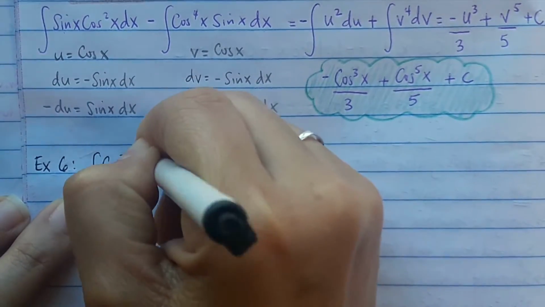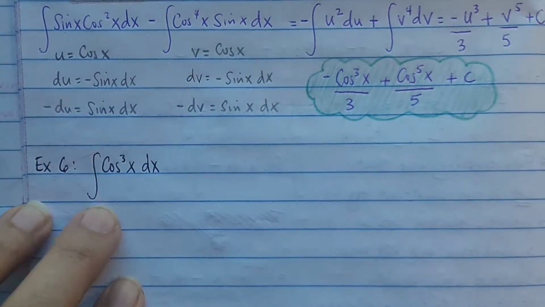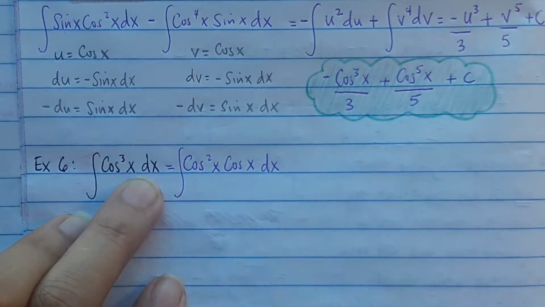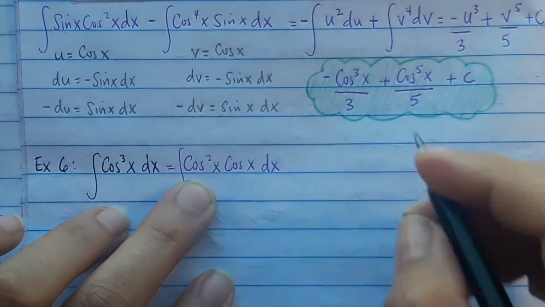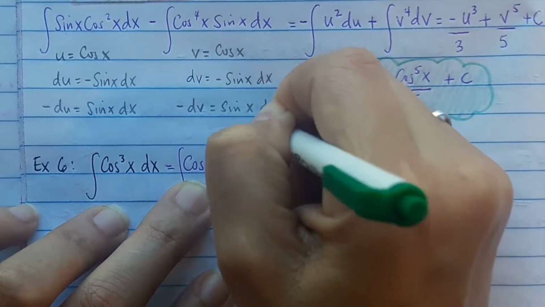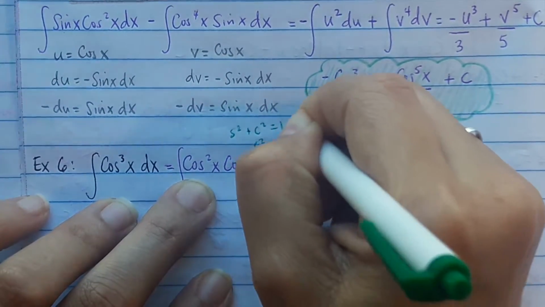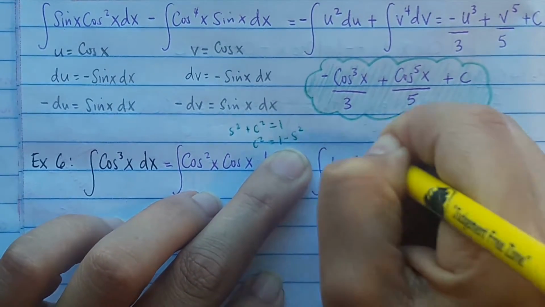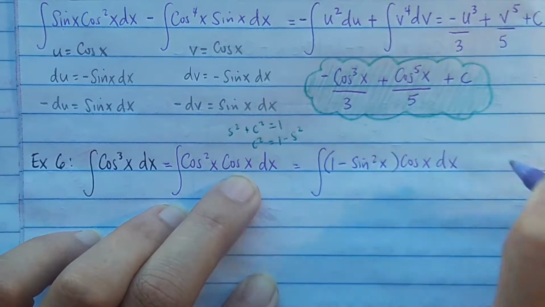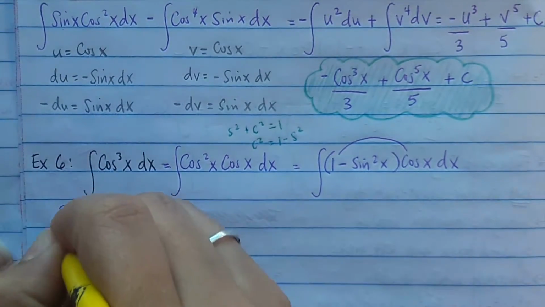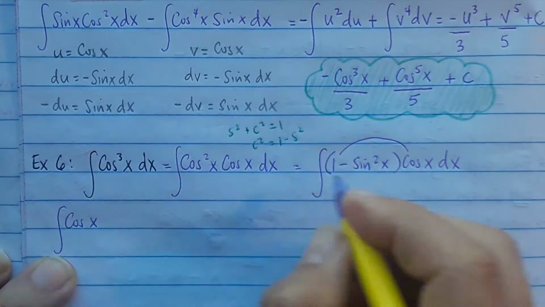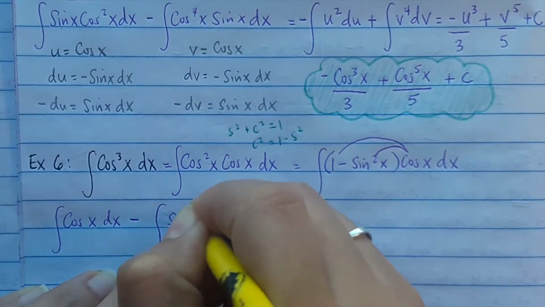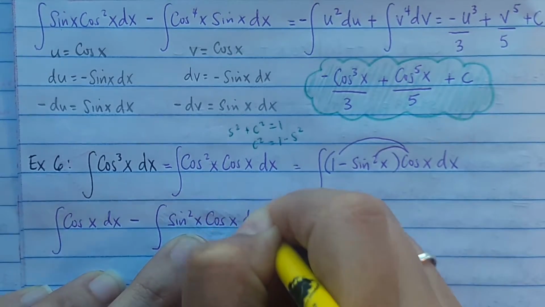So it becomes relatively easy once you practice. Let's take a look at another one. Again, split it up into a squared function and leftover, so we get cosine squared x times cosine x. Use the trig identities that you know. We know sine squared plus cosine squared equals 1, so cosine squared equals 1 minus sine squared. Substitute it in. Now we get 1 minus sine squared x, times cosine x dx. Go ahead and distribute it and separate the integrals at the same time. So you get the integral of cosine x minus the next integral, which is sine squared x cosine x dx.